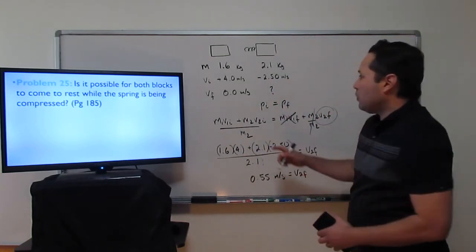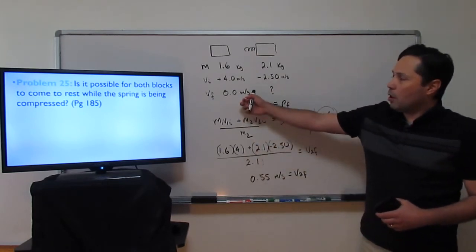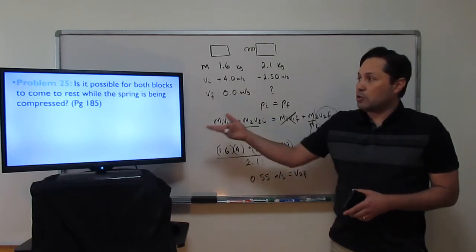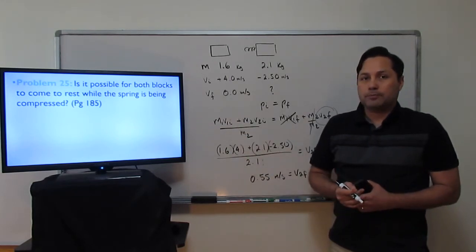So, is it possible for both of them to be 0? No. When object 1 is at 0, object 2 is at 0.55 meters per second, so the answer to this question is no, it is not possible.